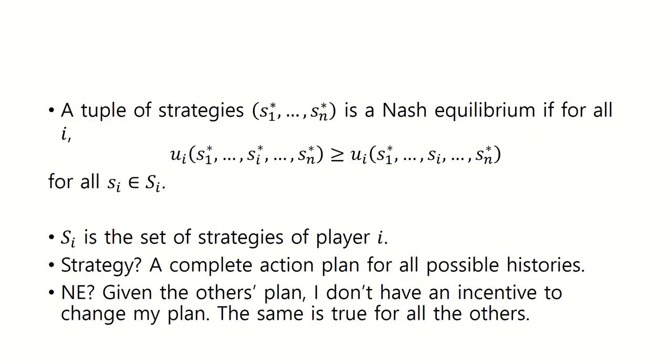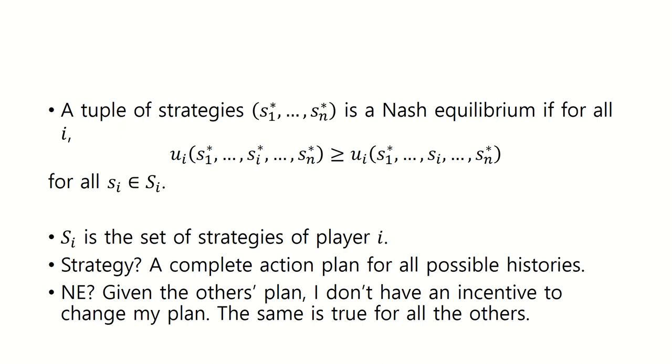In an extensive game, we can also define a Nash equilibrium. As you can see, this definition of Nash equilibrium looks almost the same as the definition that we saw before. A tuple of strategies S1 to Sn is a Nash equilibrium if for all i, for everybody, Ui(S*) is greater than or equal to Ui(Si, S*-i), where everybody else plays S stars. What this means is that player i is maximizing his or her payoff, or this Si star is the optimal strategy, the best response given the others' strategies. So the meaning is pretty much the same.